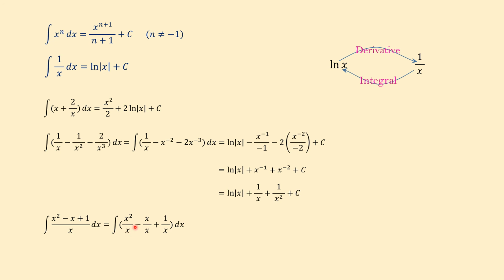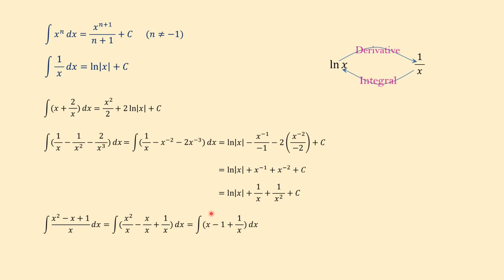x squared over x minus x over x plus 1 over x. x squared over x is x, minus 1, since x and x cancel each other and 1 remains, and finally 1 over x.